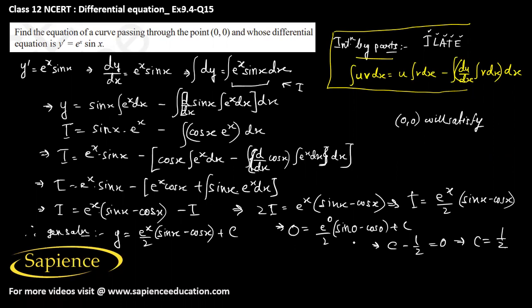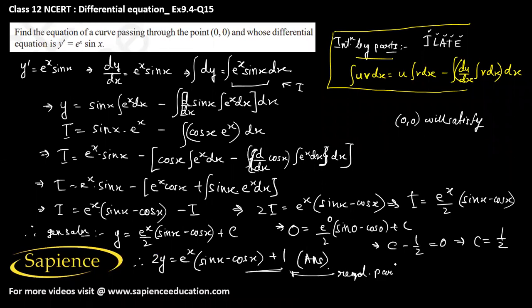Okay. So therefore the answer we can write is 2y equals e power x times sine x minus cos x, plus 1. So this is the final answer. This is the required particular solution of the given differential equation. Okay, thank you.